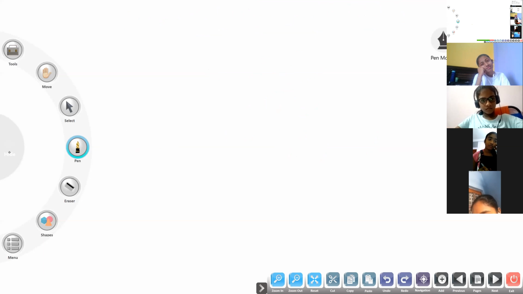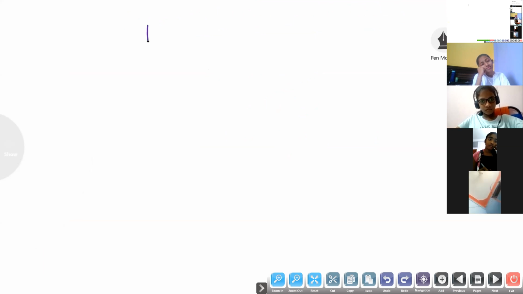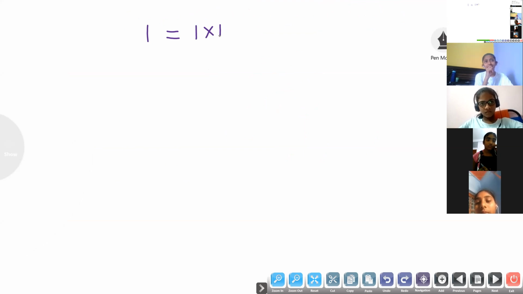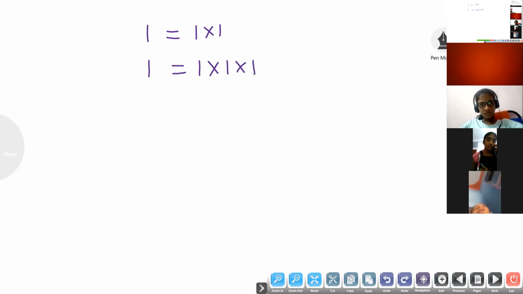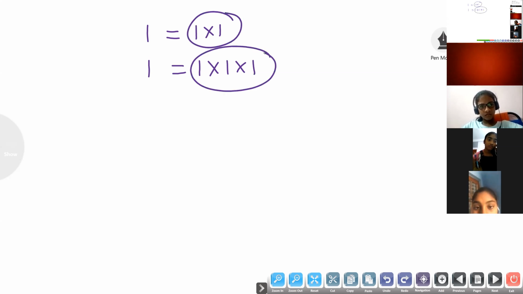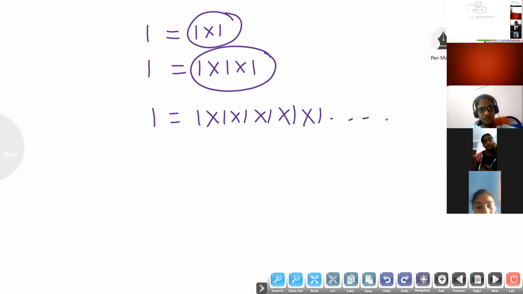Suppose I can write 1 is equal to 1 into 1. Listen carefully, everyone. 1 is equal to 1 into 1. Here exactly two factors. Again I am writing 1 is equal to 1 into 1 into 1, more than 2 factors. Exactly 2 factors, more than 2 factors. I can write 1 is equal to 1 into 1 into 1 into 1 into 1, infinite. What answer will come? 1.